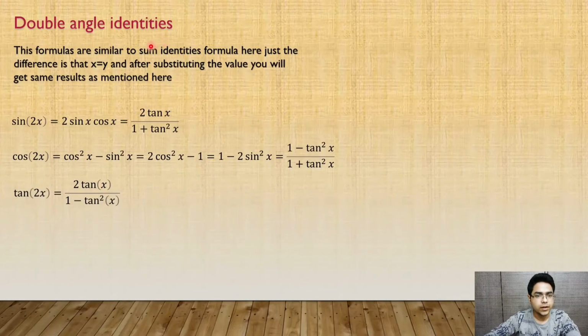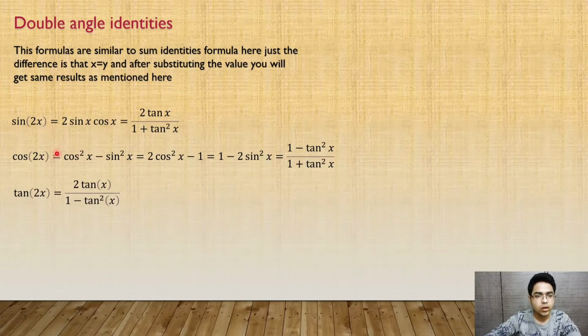double angle identities. So for sine of 2x there is a formula 2 sin x into cos of x, that is equal to 2 tan x divided by 1 plus tan square x. Cos 2x will be equal to cos square x minus sine square x, that is also equal to 2 cos square x minus 1, that is also equal to 1 minus 2 sine square x, that is also equal to 1 minus tan square x divided by 1 plus tan square x.